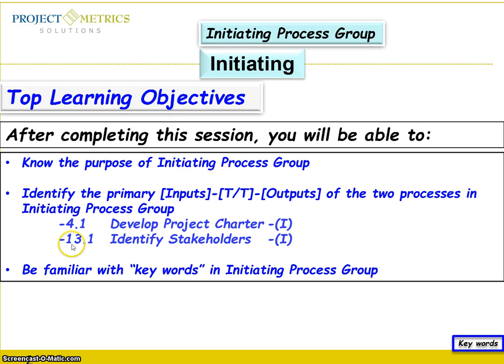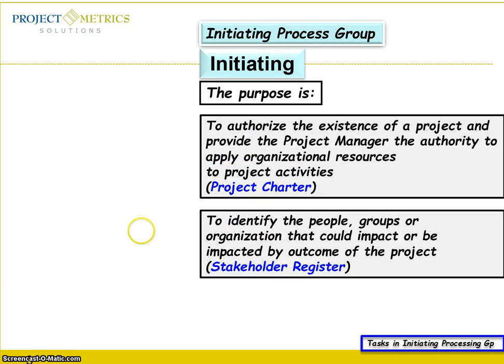Number 13 indicates chapter 13. So don't distract yourself with the numbers, because in the exam you are not going to see numbers, you are going to see the process name. That's all. And after that, I'd like you to be familiar with the keywords in the initiating process group. What is the purpose? Two things: to produce the project charter and to produce the stakeholder register.